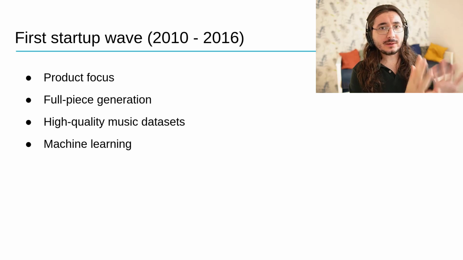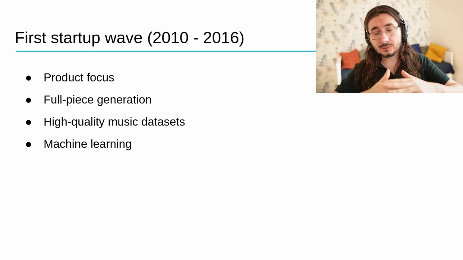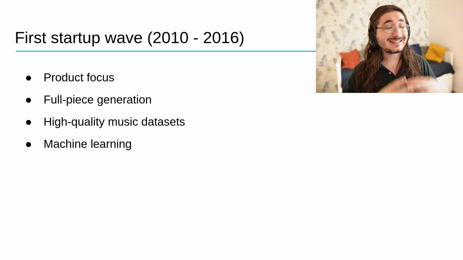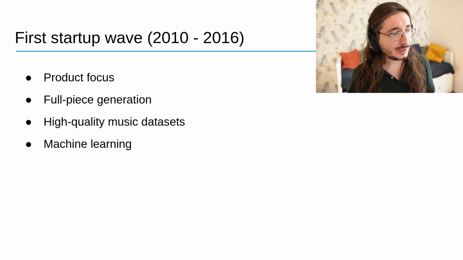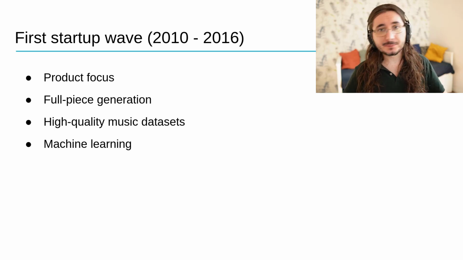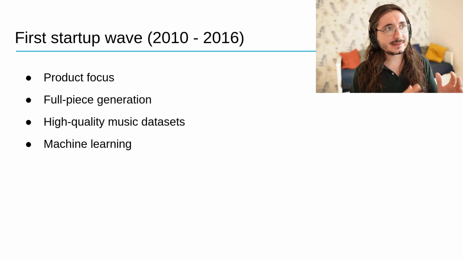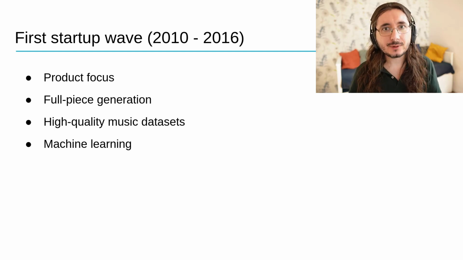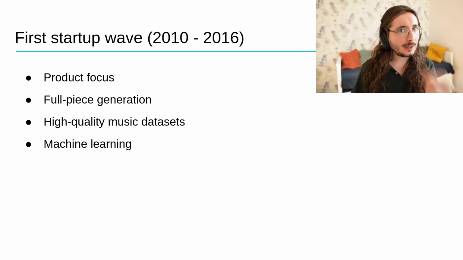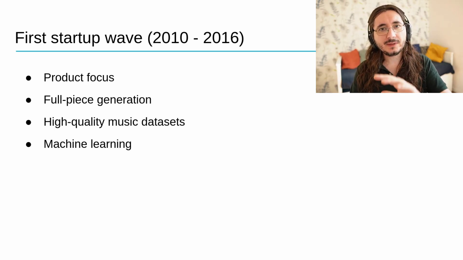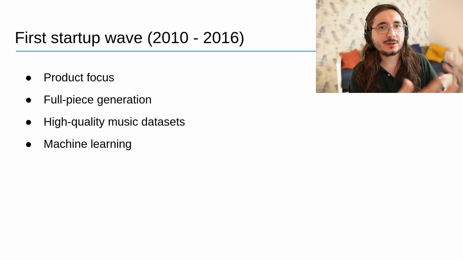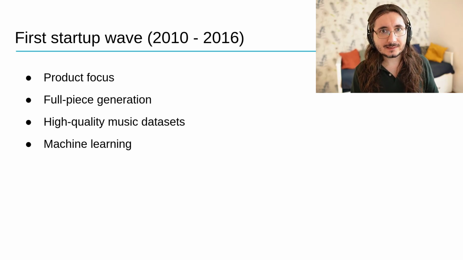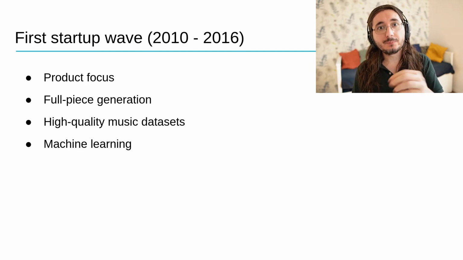So rather than focusing on parts of the musical composition task, they tend to opt for full piece generation. And a cool thing that pops up during this period is that these startups start to put together high quality music datasets that they leverage with their machine learning algorithms. And this is another shift from the academic era. While in the academic era, there was a lot of experimentation with good old-fashioned AI, in the first startup wave era, there's a lot of use of machine learning algorithms.